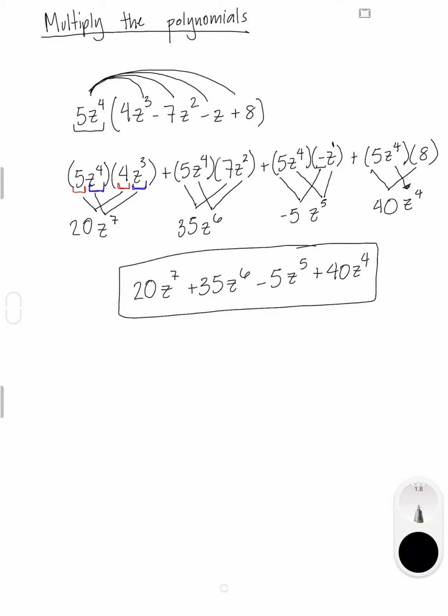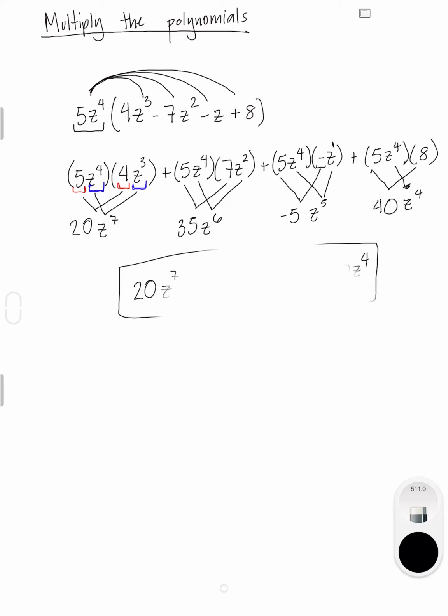So this is multiplying polynomials, right? Where we have a monomial and then a polynomial, with more than one term in a parentheses. So again, we use the distributive property. The monomial is being distributed into the entire parentheses, and we're using the product rule. So if we have the same base, we add the exponents, right? And we multiply the coefficients of the terms. Let's go ahead and go over another example.